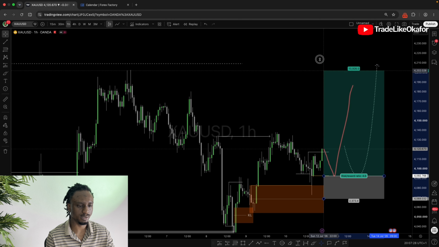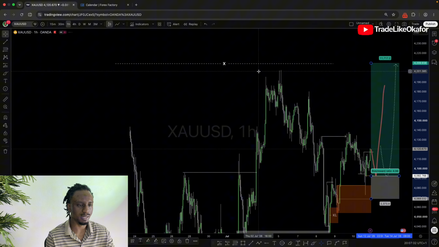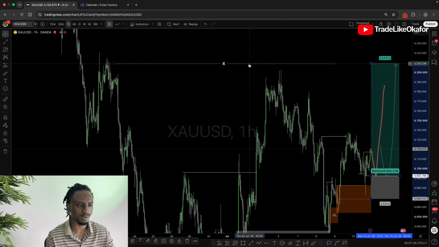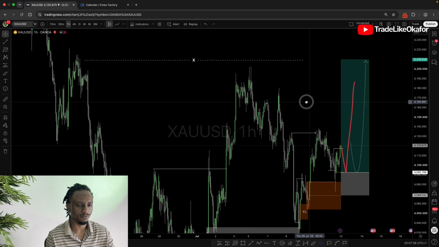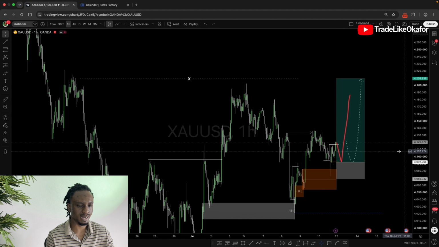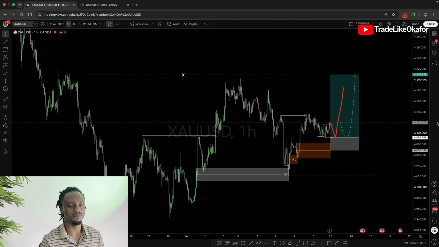So this is where my TP is going to be, like I said, above this particular high where we had our draw on liquidity sitting from higher time frame. So this is my analysis here. This is my forecast for the week.